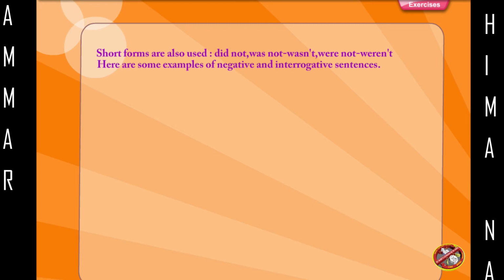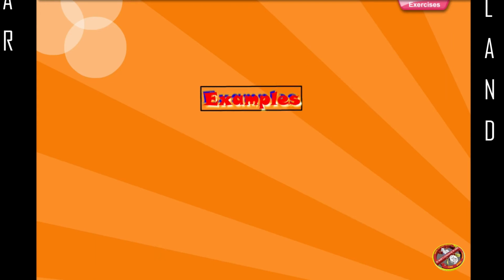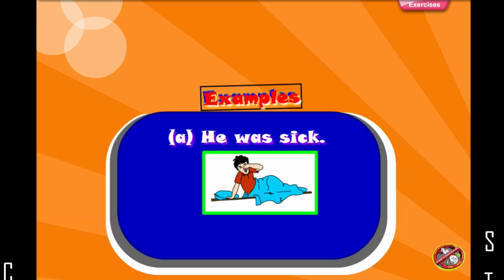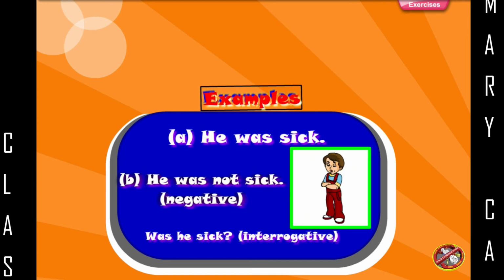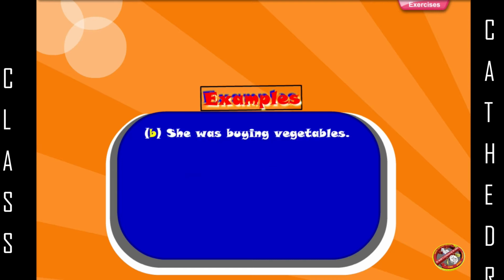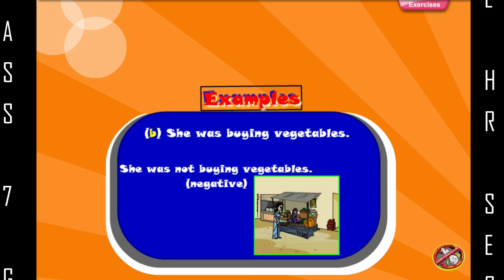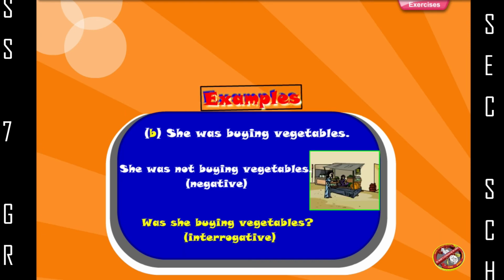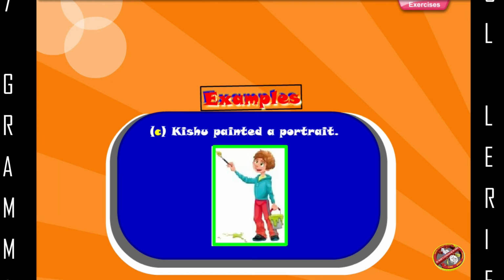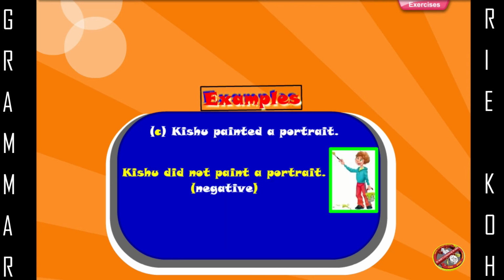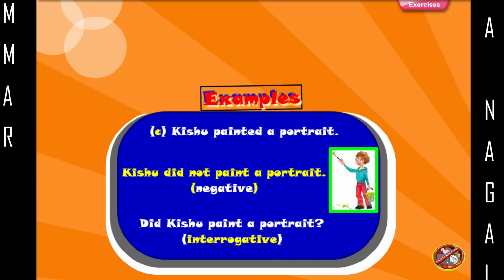Here are some more examples of negative and interrogative sentences. Examples: he was sick. He was not sick. Negative. Was he sick? Interrogative. She was buying vegetables. She was not buying vegetables. Negative. Was she buying vegetables? Interrogative. Kishu painted a portrait. Kishu did not paint a portrait. Negative. Did Kishu paint a portrait?